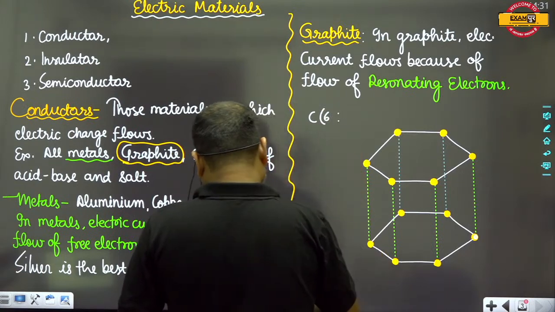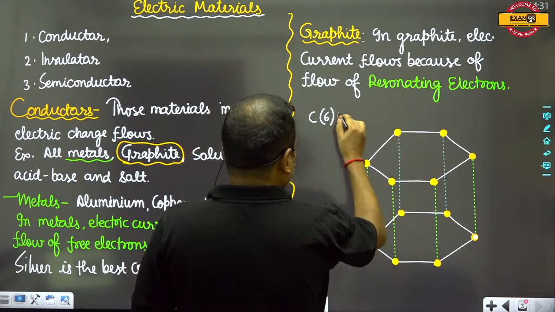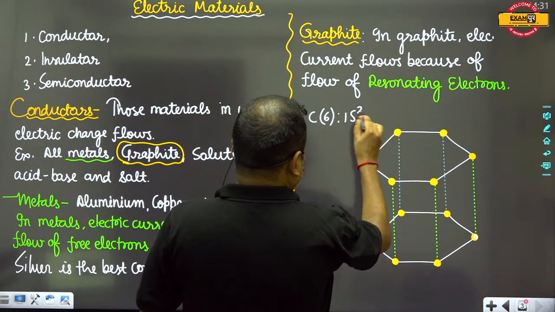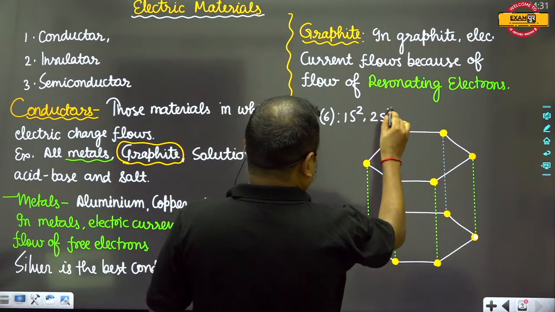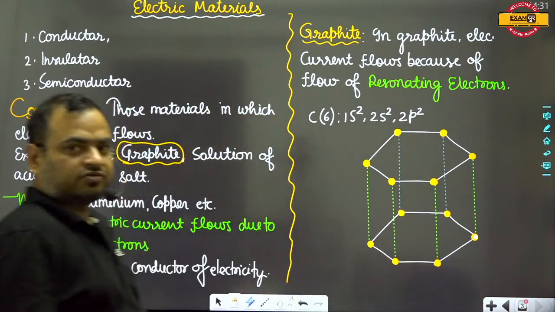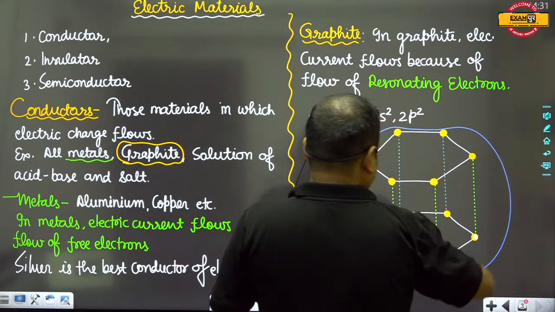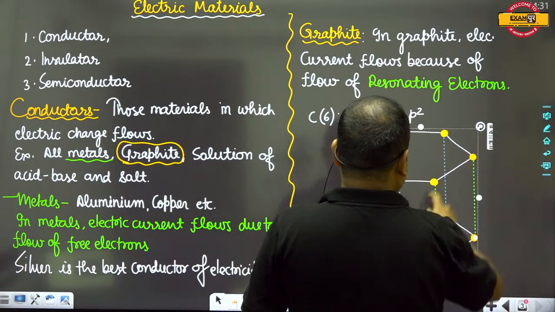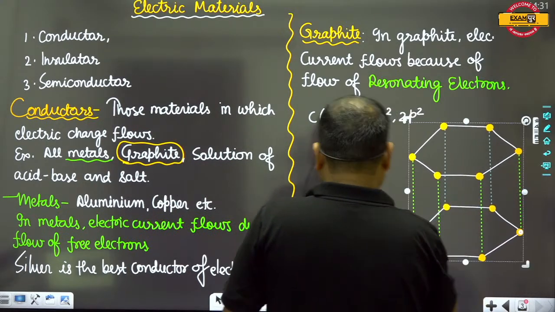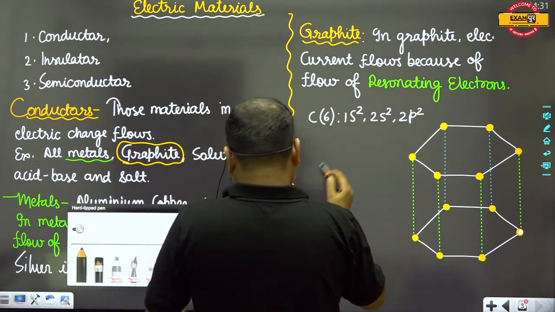And the electrons are filled as 1s2, 2s2, 2p2. So electrons are filled like this.